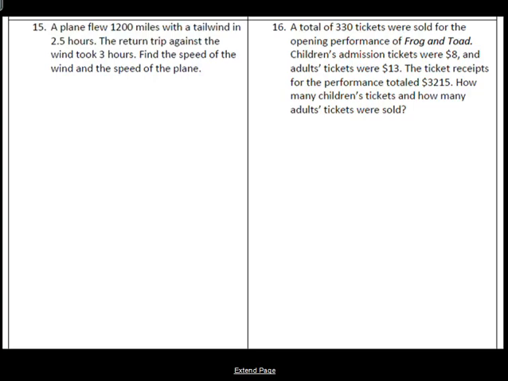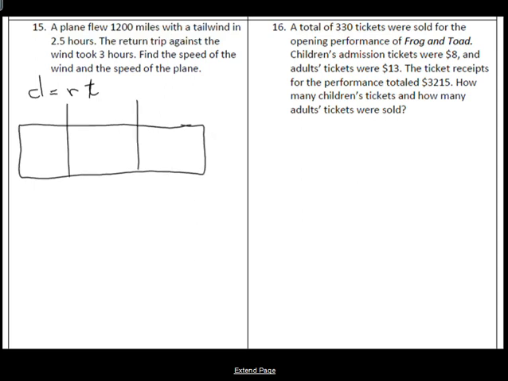Here in our next one, we have some word problems. A plane flew 1,200 miles with a tailwind in 2.5 hours. The return trip against the wind took 3 hours. Find the speed of the wind and the speed of the plane. Well, we have to remember that our distance is equal to the rate times the time. It's a good idea to make a quick little chart. I have D, R, and T. Here I'm going to do the with the wind. Here I'm going to do against the wind. My distance is the same for both of these. That does not change.